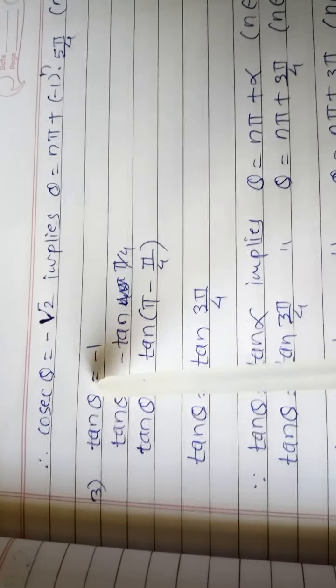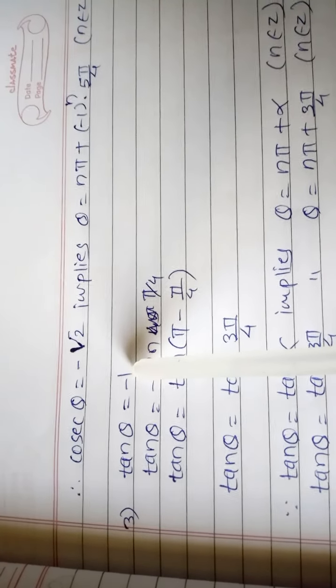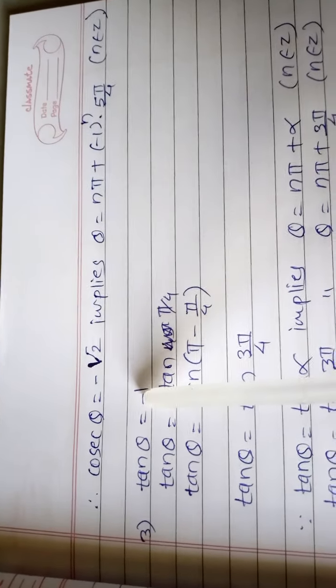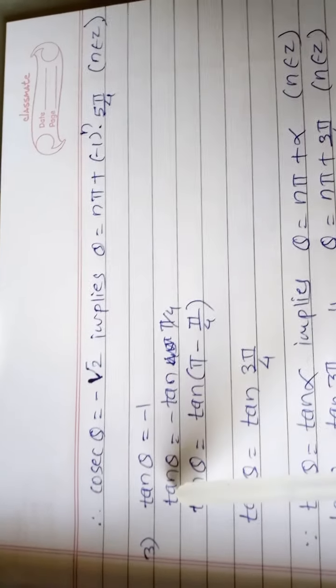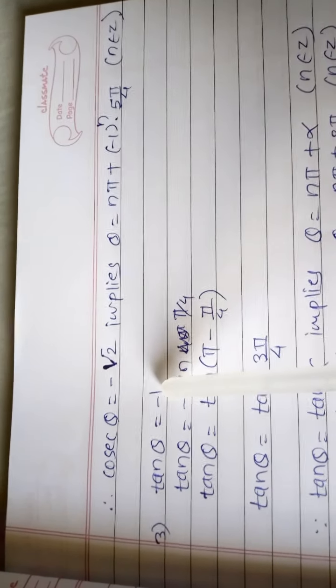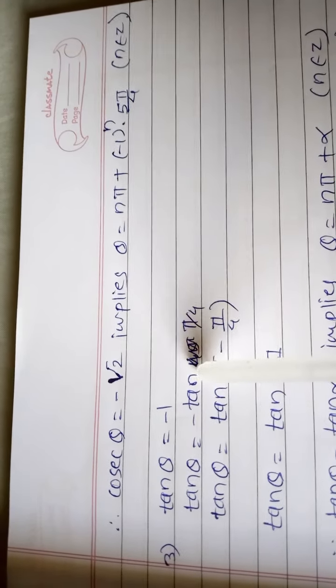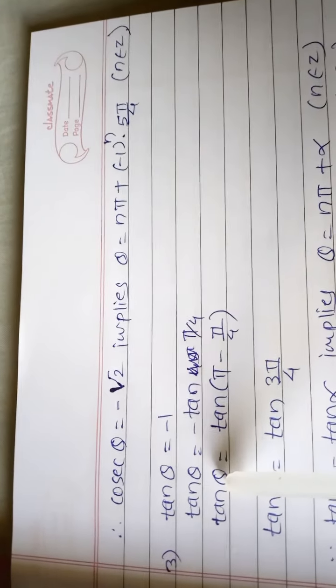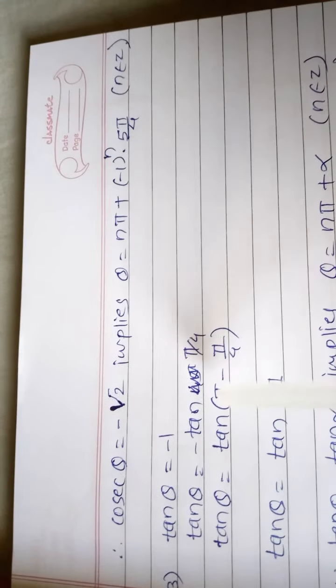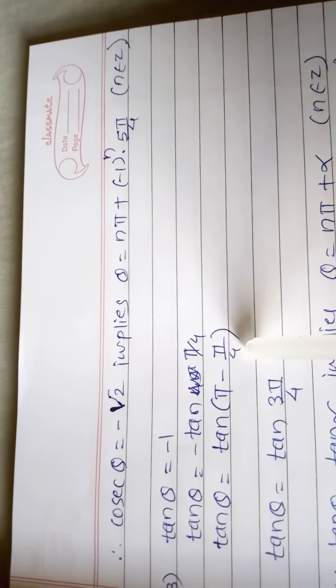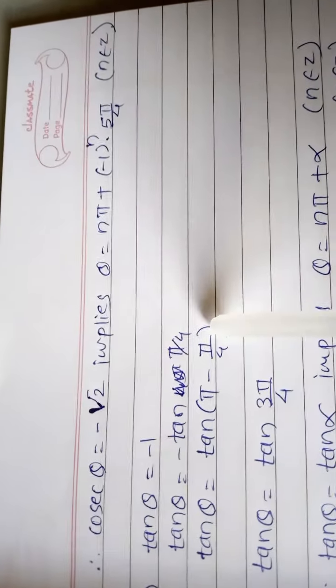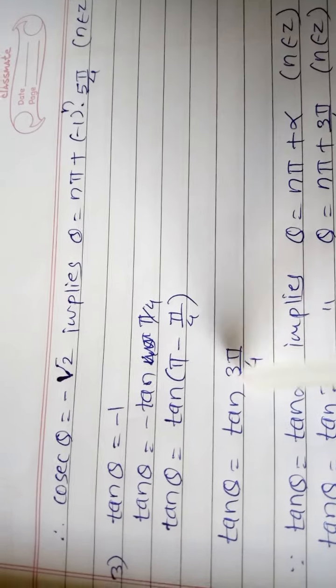Now the third example, that is tan theta is equal to minus 1. Now see here again we are given the negative value, so tan theta as it is, and which angle of tan has the value 1, that is pi by 4, so minus tan pi by 4. So tan theta is equal to tan pi minus pi by 4. So by taking the LCM we get tan 3 pi by 4.